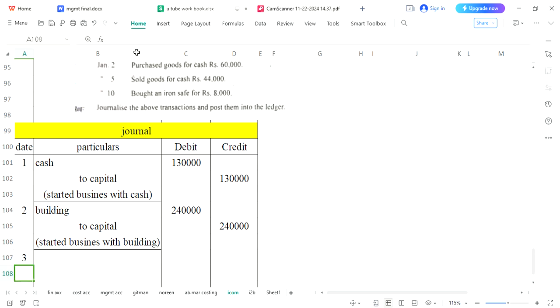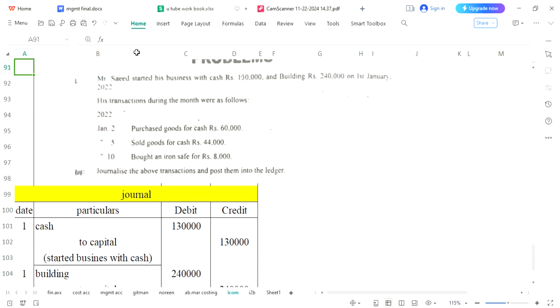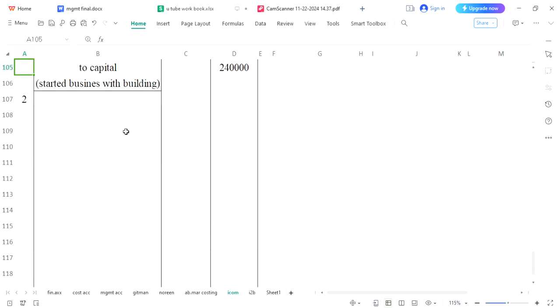Now we are going to solve our third entry, but the date of the third entry is still 1, so we will write 1 over here. Note it down. Look here. This is your first entry, and both entries were on 1st January, building and cash. Now this is your January 2nd, purchase goods for cash. So here you will write your narration first, purchased goods for cash.